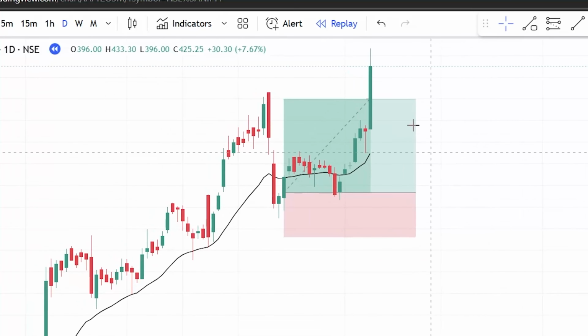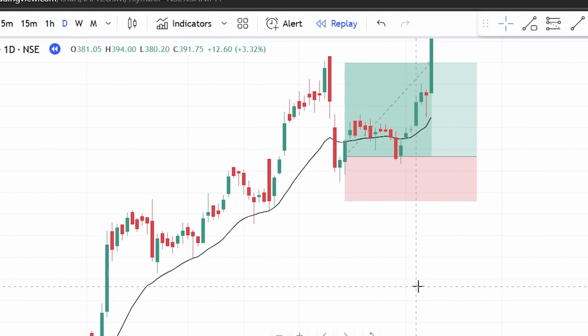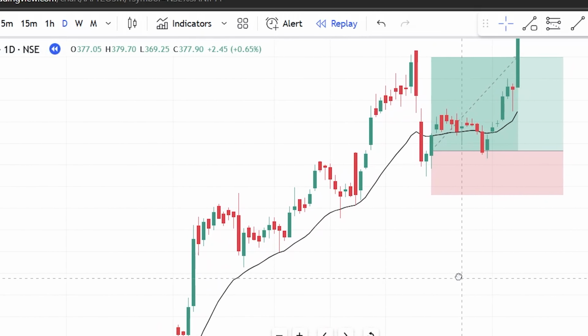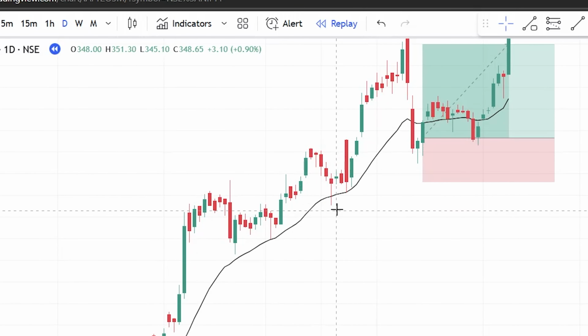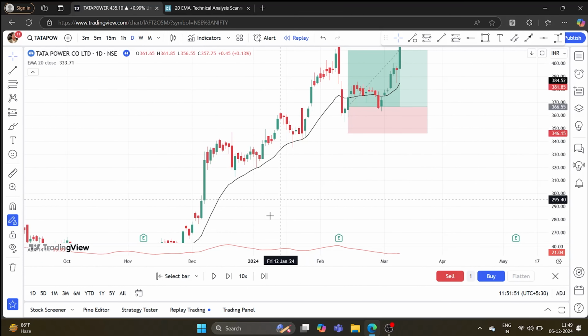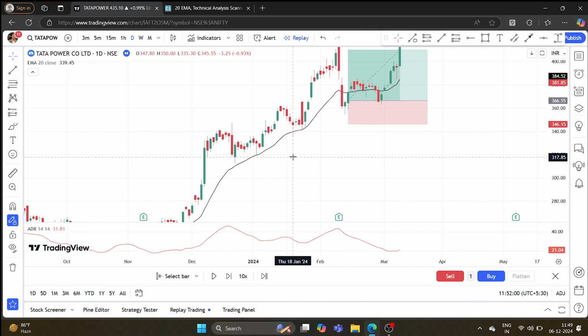Our target has been achieved. We have closed this trade around here. Now I have to explain further here. You can see this, right? In this candle the low has crossed below the 20-day EMA, and at the same time the ADX is also 31.81, which means it's above 30. So it passed both the conditions of our parameters.